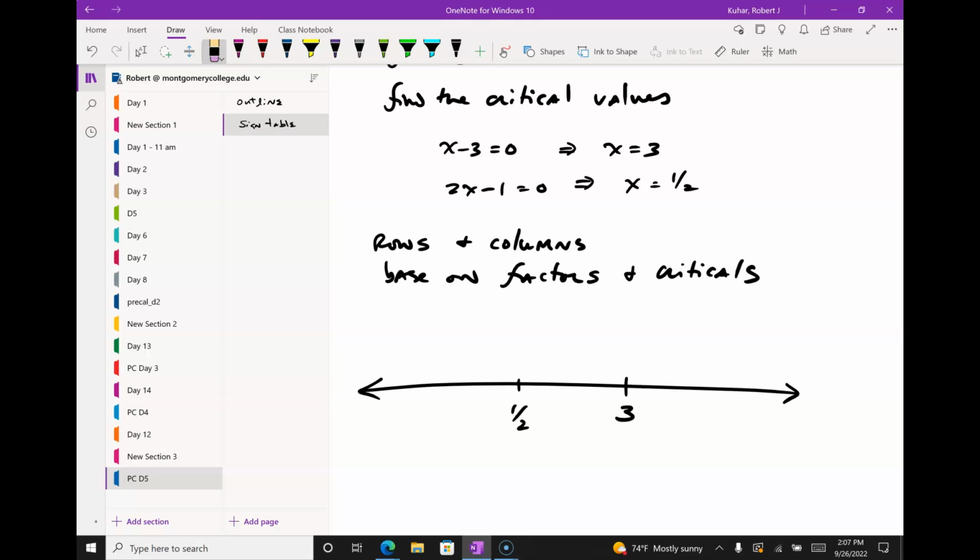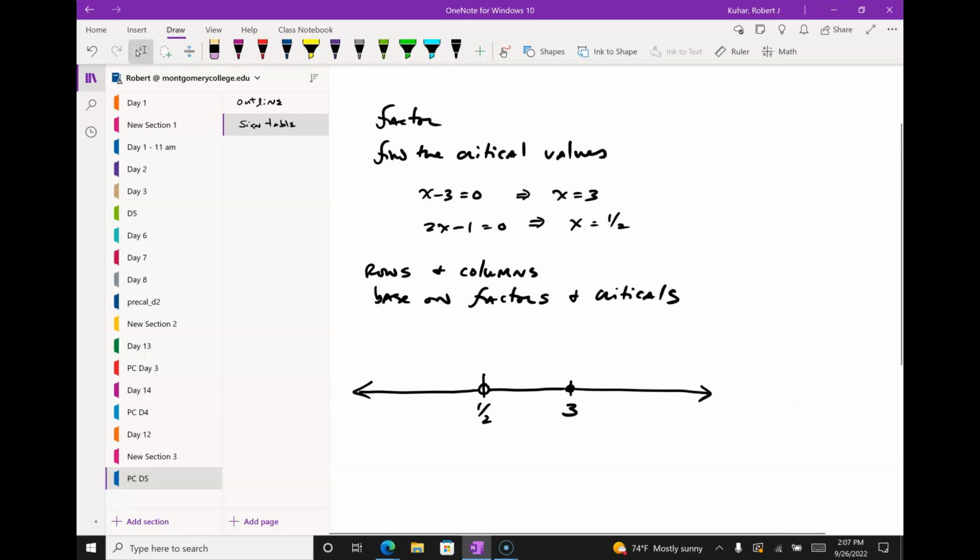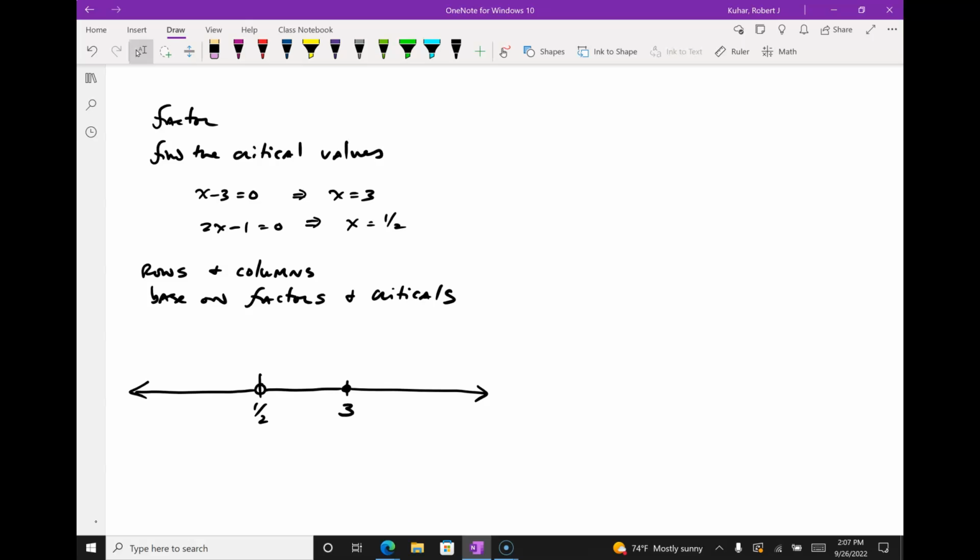And so I have a 3 and I have a 1/2. The thing about the 1/2 is I like to think about it as empty. Why? Because I can't use it, right? I can't put 1/2 into this function. It will make me divide by 0, right? You with me? So that's why it's got the open parenthesis.